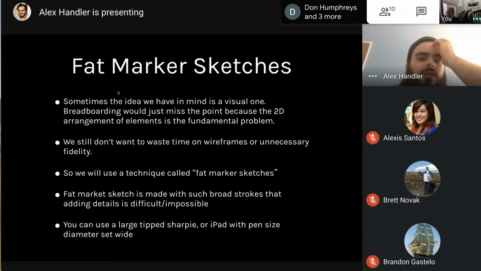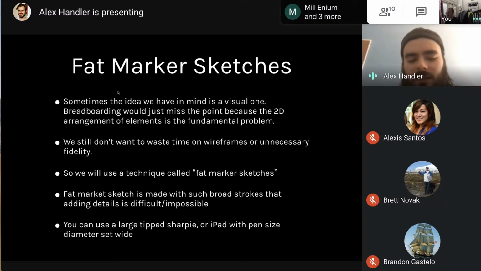So sometimes the idea we have in mind is a visual one. Breadboarding would just miss the point because the 2D arrangement of elements is the fundamental problem, right? So we still don't want to waste time on wireframes or unnecessary fidelity, so we use this technique called fat marker sketches. Fat marker sketches are made with such broad strokes that adding details is difficult or impossible.